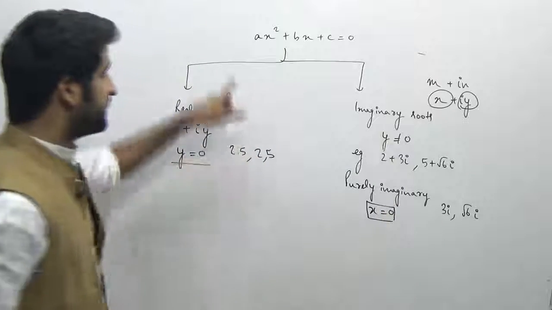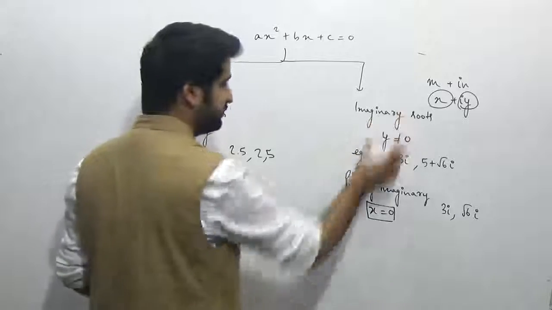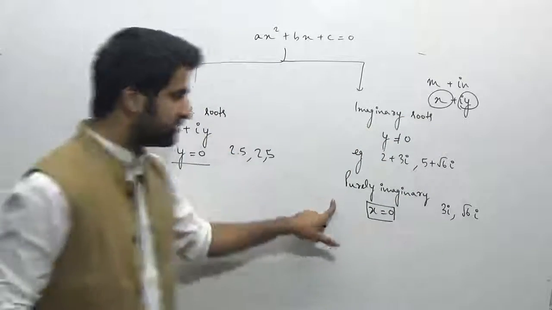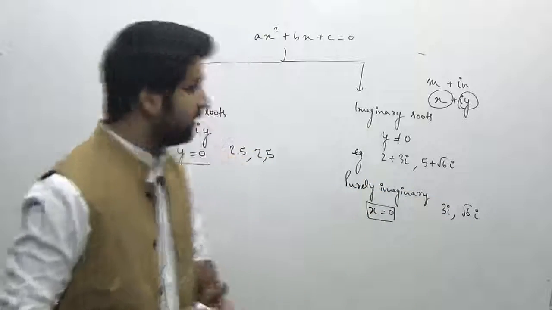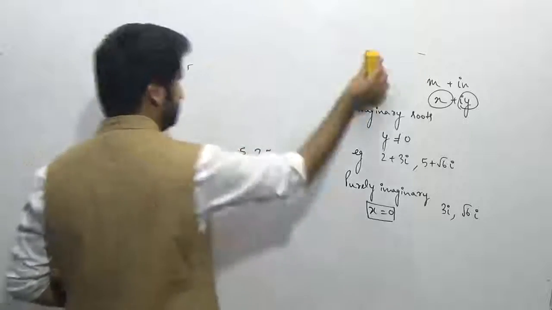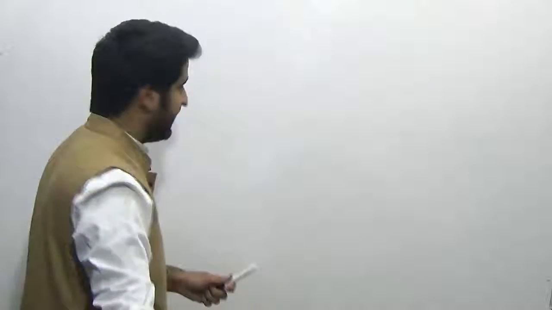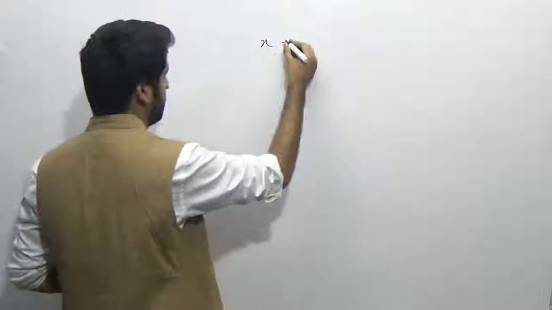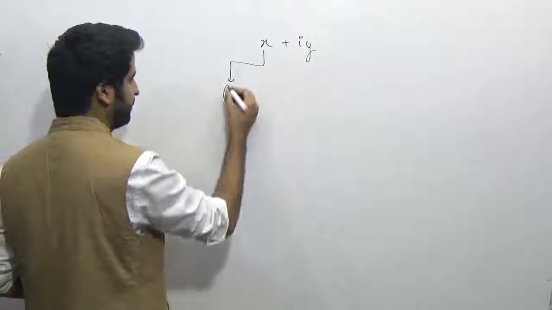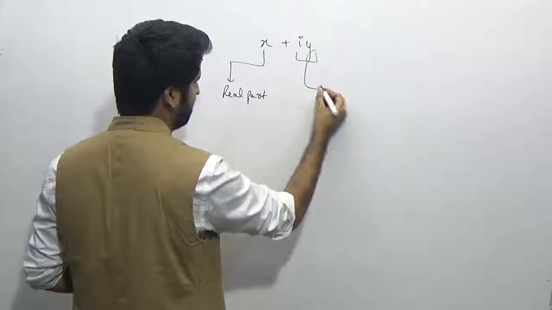So this is the concept of roots of a quadratic equation. Either we have real roots or we have imaginary roots. Under the imaginary roots, we have purely imaginary roots. What is the meaning of purely imaginary roots? We have no real part. So it is pretty much clear that if we have an imaginary root x plus iota y, we can say that this is a complex number where x is the real part and this is the imaginary part.